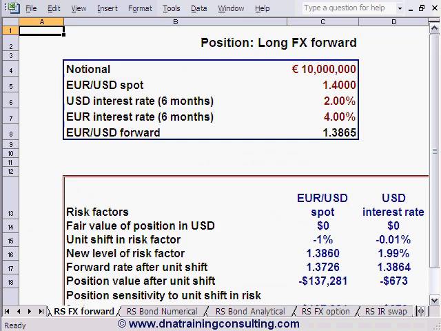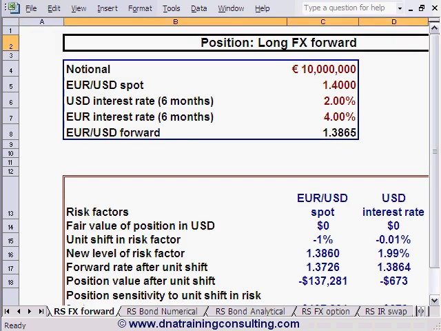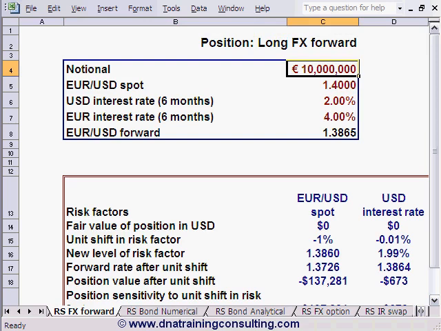Continuing our analysis of price sensitivity for derivative instruments, we assume now on this worksheet RS-FX forward that the US bank has just entered a long 10 million euros 6-month FX forward contract, i.e., it has bought 10 million euros 6 months forward against US dollars.